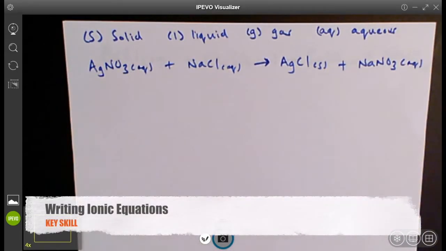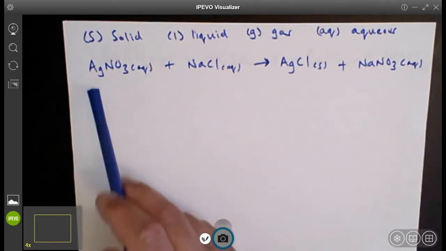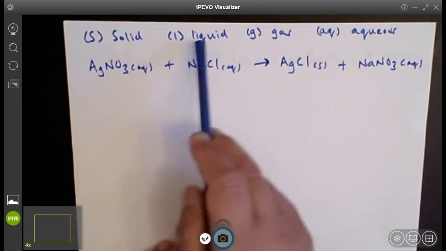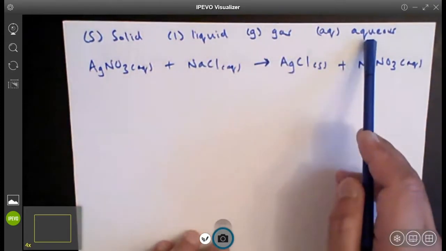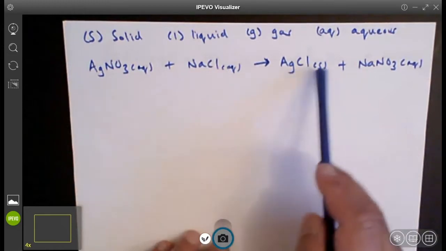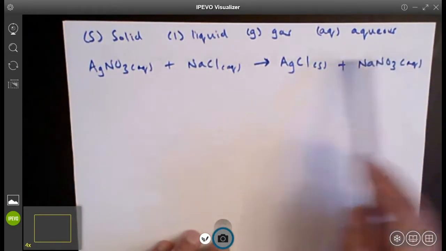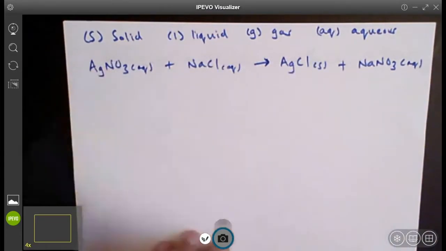So we're going to look at ionic equations, how to construct ionic equations. The first thing we need to know about is state symbols, and you should all know that S stands for solid, L for liquid, G for gas, AQ for aqueous, and we can see that those state symbols follow on in brackets from all of the formulas in an equation.